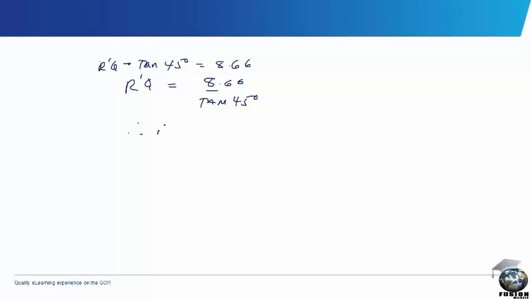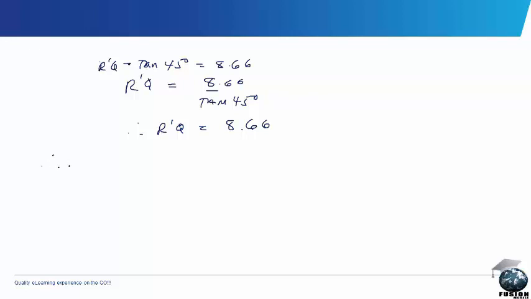If you carry out your change of subject of the formula very well, you have that RQ is equal to 8.66 divided by tan 45 degrees. If you carry out this computation, you have that RQ is 8.66, since tan 45 is equal to 1.